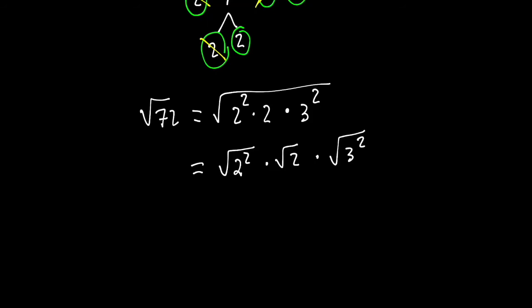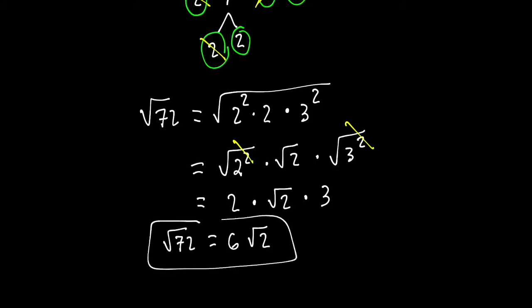The square and the square root are going to cancel out. Leaving me with a 2 times radical 2 times a 3. And I can combine like terms, so 2 times 3 gives me 6, and I have a radical 2. So that's the simplification for the square root of 72. Let's go over a few more examples.